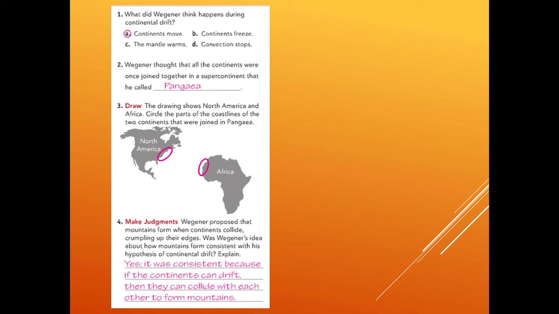Let's go with number 4. Make judgments. Wegener proposed that mountains form when continents collide, crumpling up their edges.